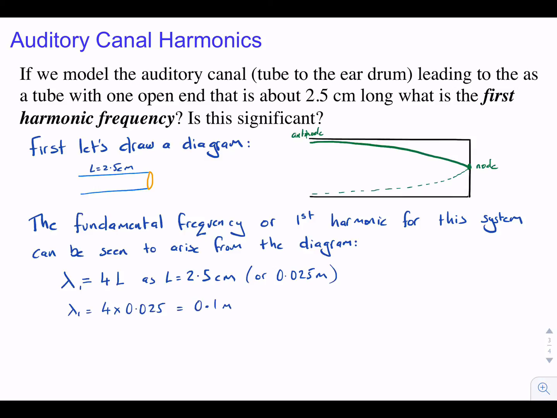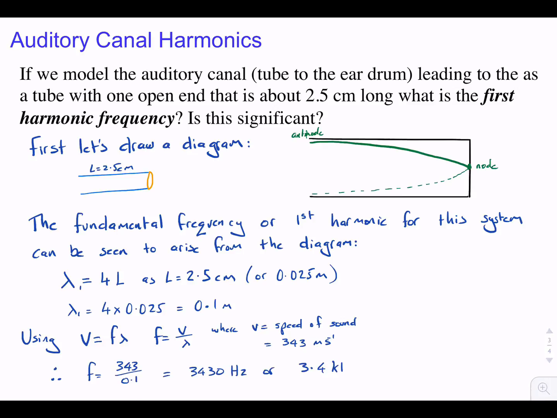Now we can use the wave equation, v equals f lambda. We can rearrange that to find f, our frequency, which is what the question asks for. What is the first harmonic frequency? f equals v on lambda. And we know v is the velocity of the wave. The wave we're talking about here, of course, is sound. And the speed of sound is 343 meters per second. This is at ambient temperature. So our frequency equals 343 divided by 0.1 equals 3,430 Hz, or 3.4 kilohertz.